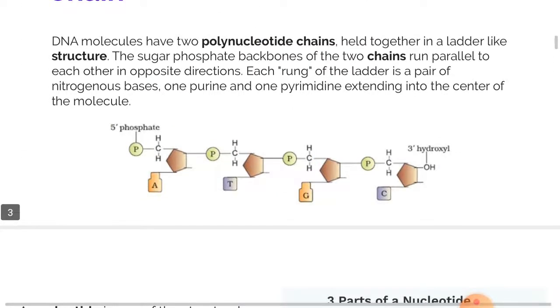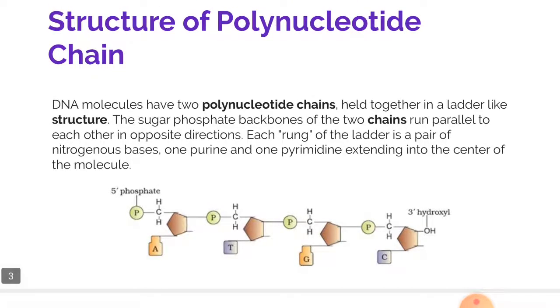Here again we come back to this diagram. Okay, the sugar, phosphate and then sugar. Here you see the attachment and the 3 and the 5 end. So on one side the 3 end is free, and on the other end of the polynucleotide chain 5 end is free.